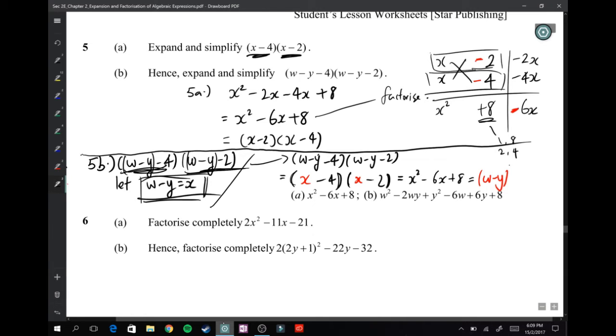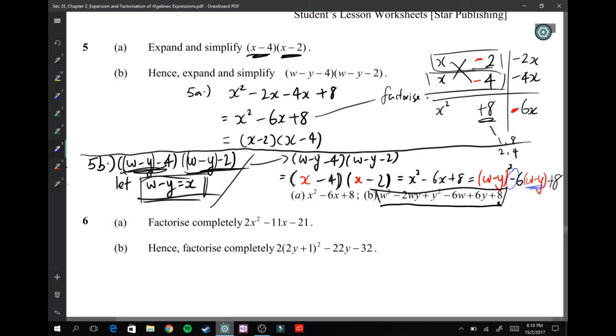Power 2 minus 6 w minus y, plus 8. And because they want you to expand, just carry on and expand, and you should be able to get this answer. This is a simple expansion with the negative sign, so please note that this is a negative 6. There might be some careless mistakes again here, so please take note of these w and y, that they have to change their sign once you bring the negative in.